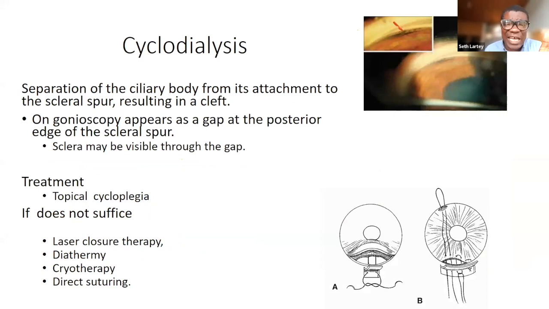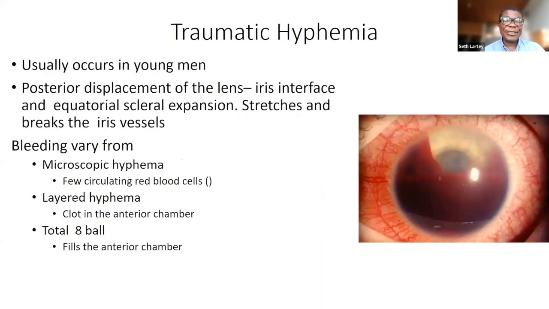You may also have cyclodialysis, which you recognize when you do gonioscopy and you see a gap between the posterior edge and the scleral spur, and the sclera may even be visible on gonioscopy. Mild cyclodialysis requires topical cycloplegia. But if that is not enough, then lasers, diathermy, or cryotherapy can be used, or direct suturing of the cyclodialysis cleft can be done.